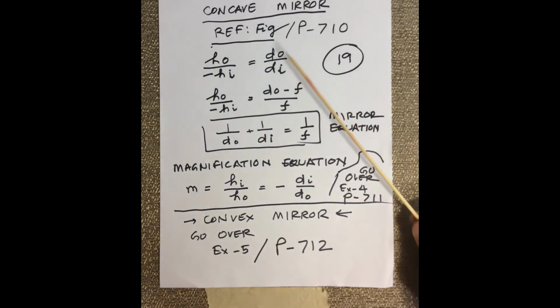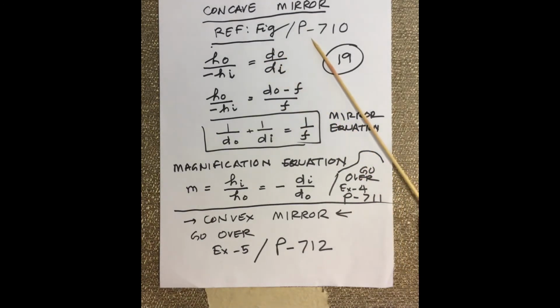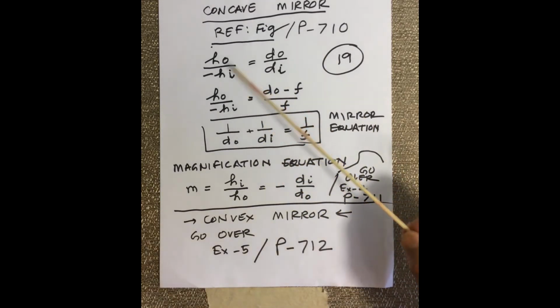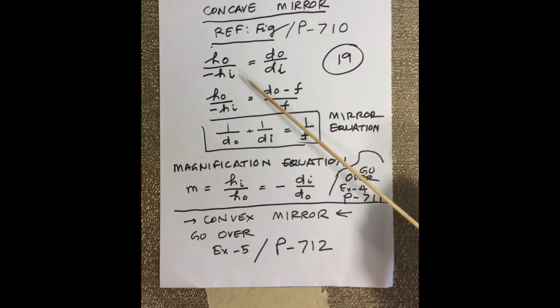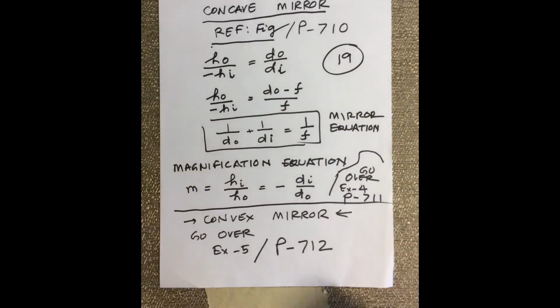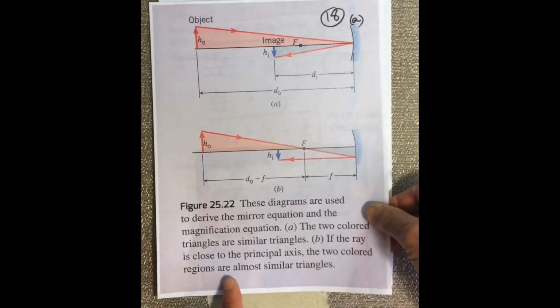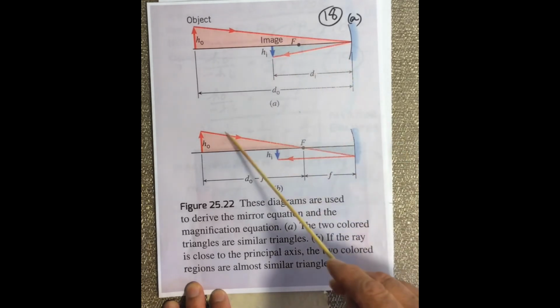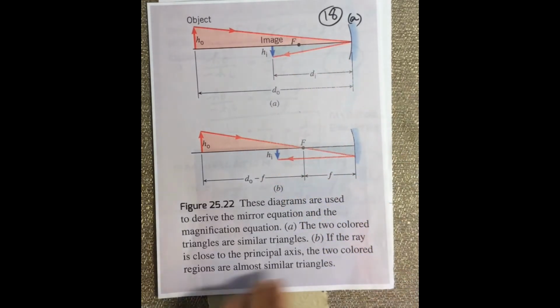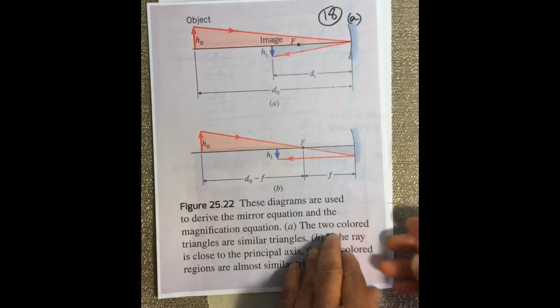Okay, we went through the figure number in page 710. Look at this: H0 divided by negative Hi equals D0 over Di, due to the similar triangle which you can see in this. I'm going to go back to the previous page. See, similar triangle here, similar triangle here, similar triangle here, similar triangle here. These two.